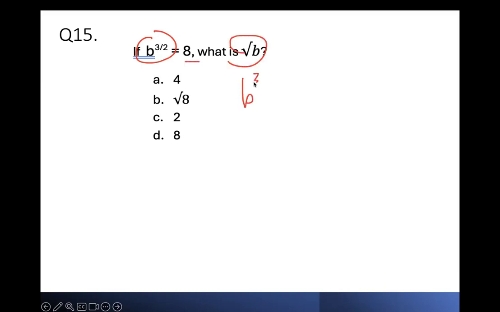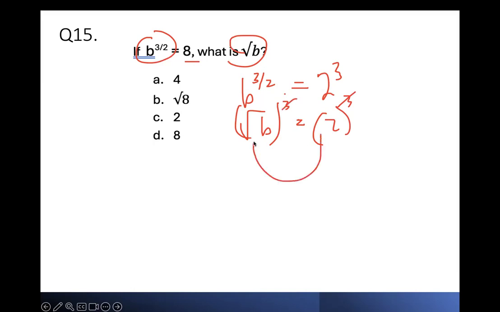I know B to the 3 over 2 is the same thing as the square root of B raised to 3. So I can change this into the square root of B, and that will give me 3 outside, and then 2 raised to 3. Same exponent, they cancel each other. That means 2 is equal to the square root of B. They want you to find the square root of B, so your answer choice is 2.